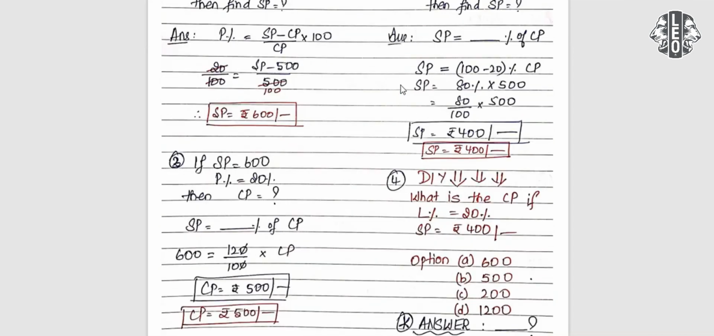Okay, in the previous example, they have given the cost price. Now they are giving the selling price. Selling price is 600. Okay, the final value is going to be given as 600. Profit percentage is 20%. Now you find the cost price.